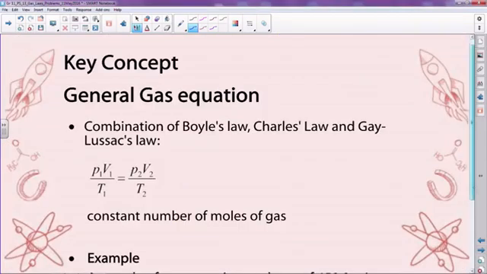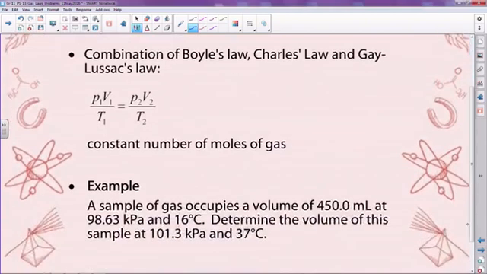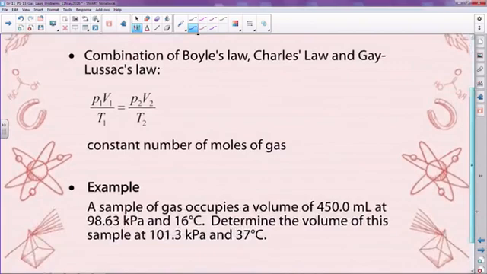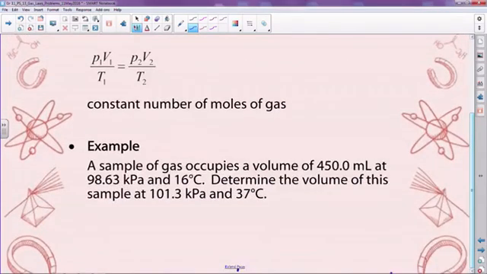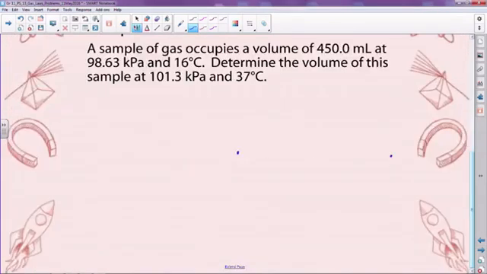Your general gas equation, we're combining all three laws. P1 V1 over T1 equals P2 V2 over T2. So here's an example. A sample of gas occupies a volume of 450 milliliters at 98.63 kilopascals and 16 degrees Celsius. Determine the volume of the sample at 101.3 kilopascals and 37 degrees Celsius.